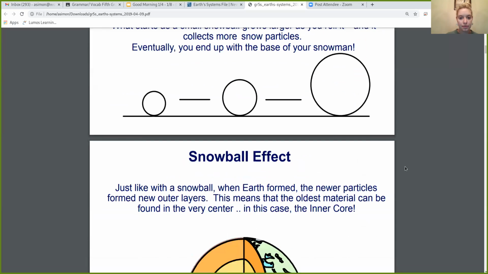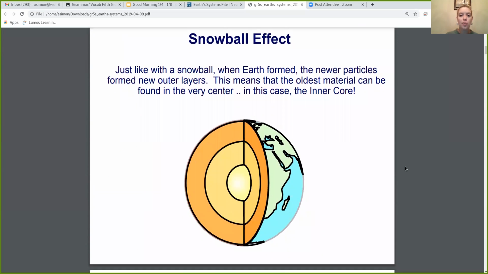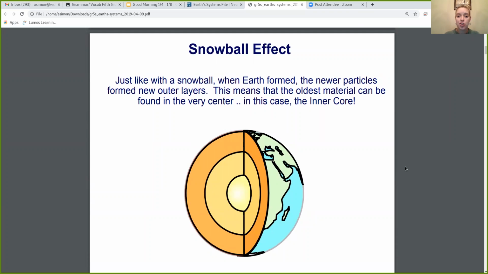Moving on. So this is the snowball effect explained. Just like with the snowball, when Earth formed, the newer particles formed the new outer layer. This means that the oldest material is found in the very center. You start with that original small snowball, and then you roll it and roll it, and it gets bigger and bigger. But now that original snowball is all the way in the center. And that's exactly like Earth as well.